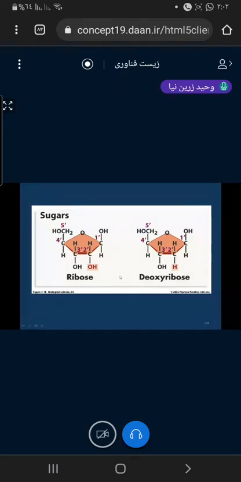In this picture, you can see ribose and deoxyribose. In ribose sugar, as you see, you can see the oxygen on the 2' carbon, and in deoxyribose, you can't see the oxygen group on the 2' carbon of the sugar. Therefore, that is ribose, and that is deoxyribose.